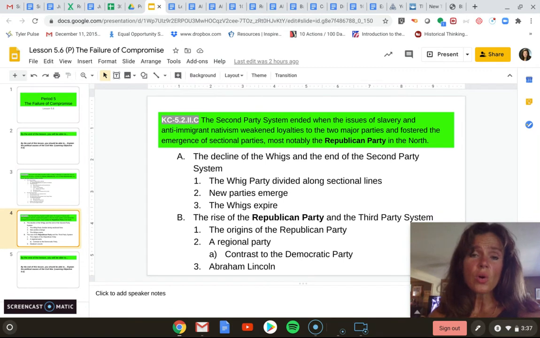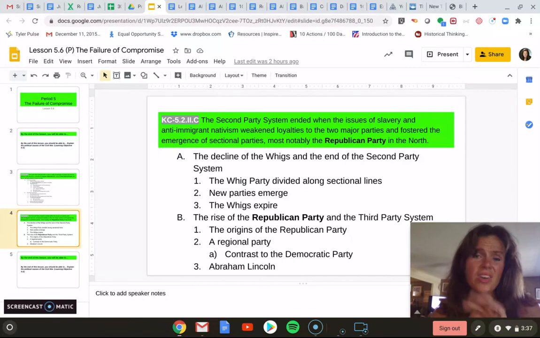There are Northern Whigs who are abolitionists. There are Northern Whigs who are morally opposed to slavery in the territories. Southern Whigs, Cotton Whigs, support the expansion of slavery. So the Whig Party begins to divide along sectional lines, regional lines. Other new parties emerge. The two most notable are the Nativist Party, which is called the Know Nothing Party.